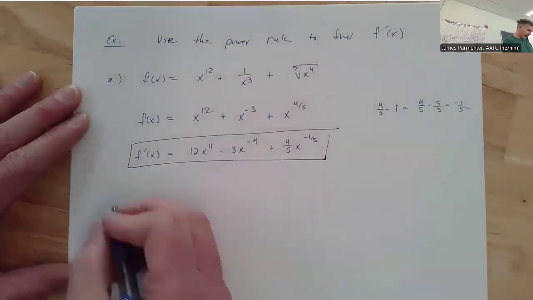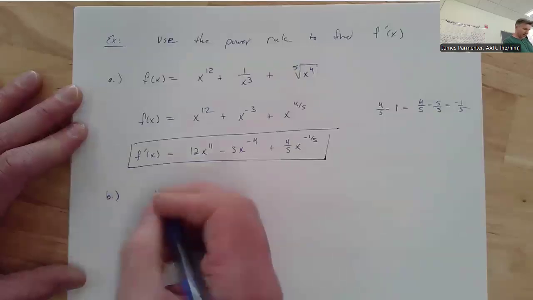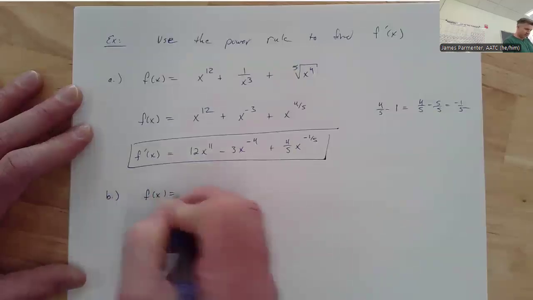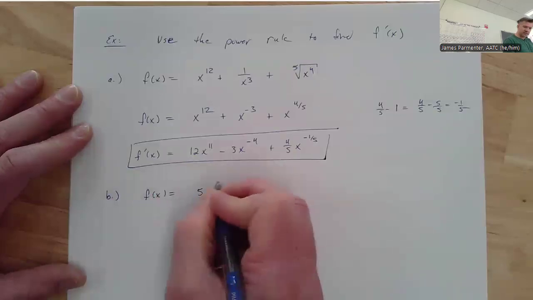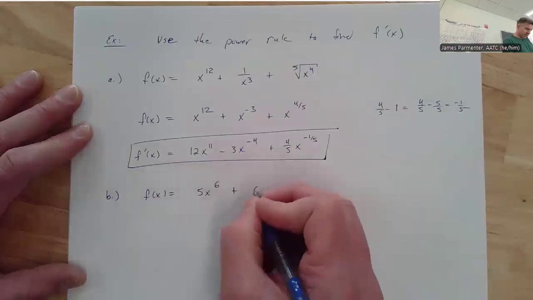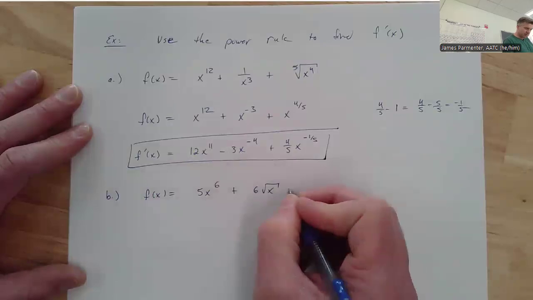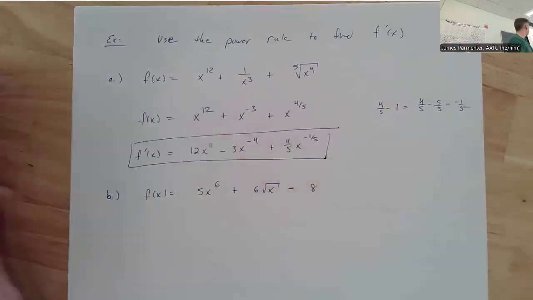In a similar way, I would like all of you on your own to find the derivative of 5 times x to the 6th plus 6 times the square root of x minus 8. And you should rewrite it first, or at least think about how the square root of x is x to some power.